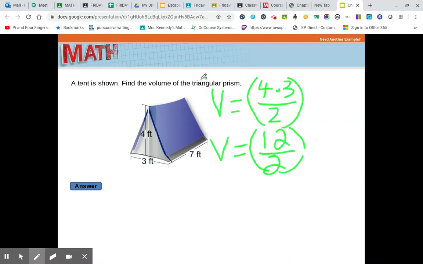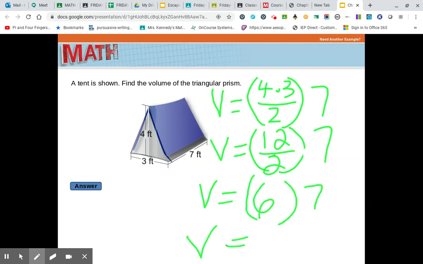All right, the height is 7. Now we just have volume equals 6 times 7. So our volume should equal 42 cubic feet.